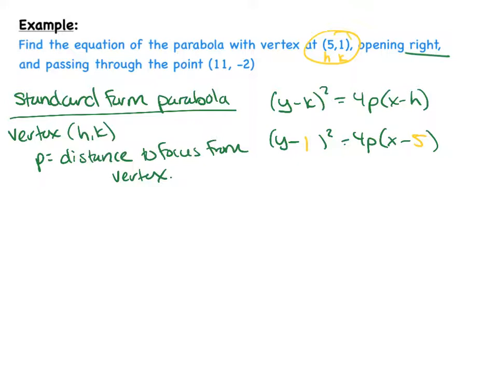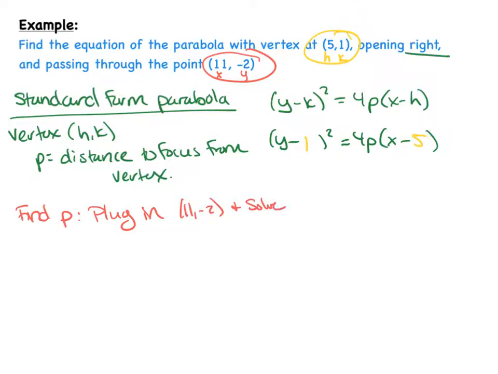Okay. Now, the other piece of information they give us, because all we have to find right now is the p-value. And once we find the p-value, we're done. We have our equation of our parabola. The way we're going to do that is we're going to use the other piece of information, which is that it passes through the point (11, -2). So remember, this is our x value 11 and y value is -2. And in order to find p in this case, we're going to plug in (11, -2) and solve for p.